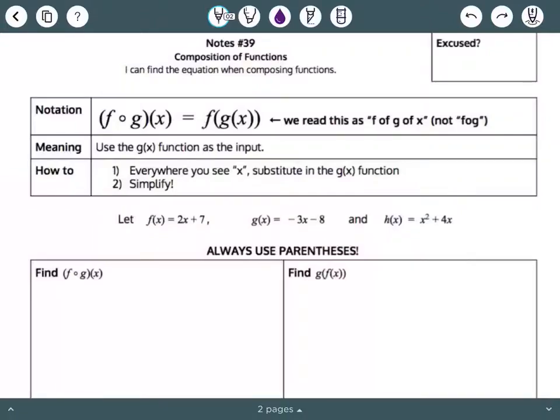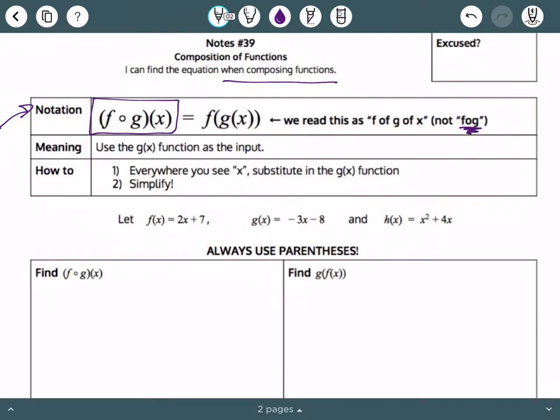Y'all, today we are working on Notes 39. This is the composition of functions. So the composition of functions is helping us find an equation when I'm composing. What that means, or what I'm going to see, is something that looks like this. I know it says kind of like fog, you might think.